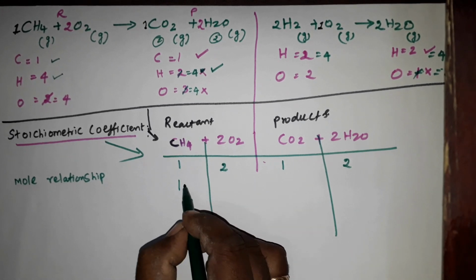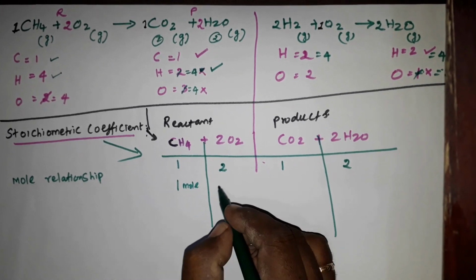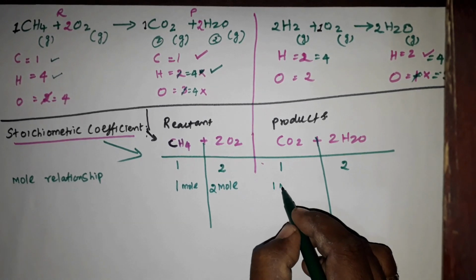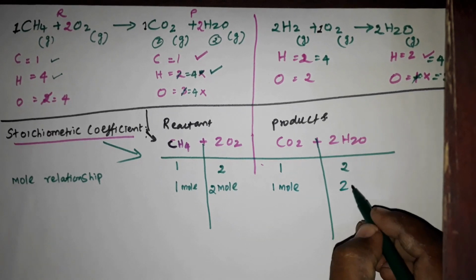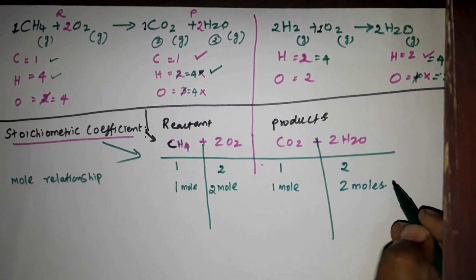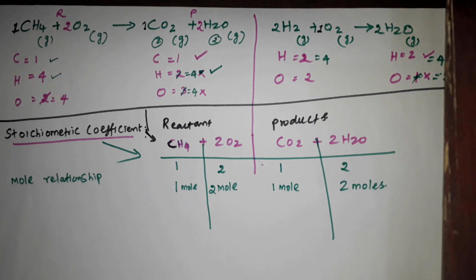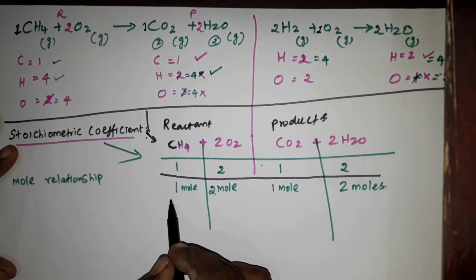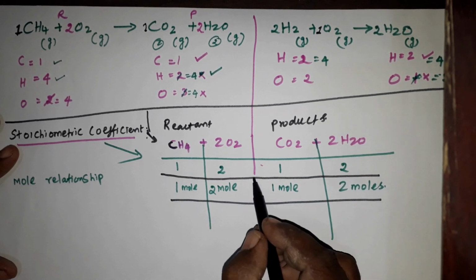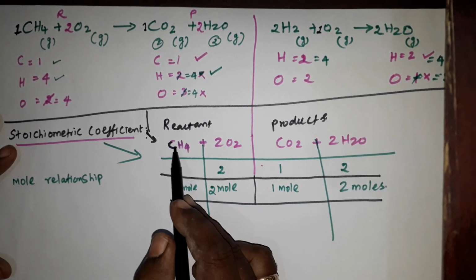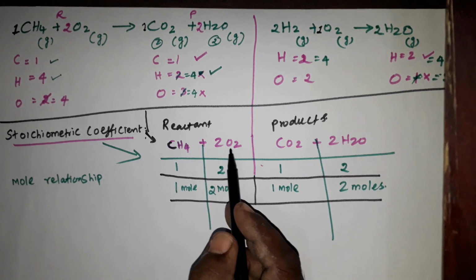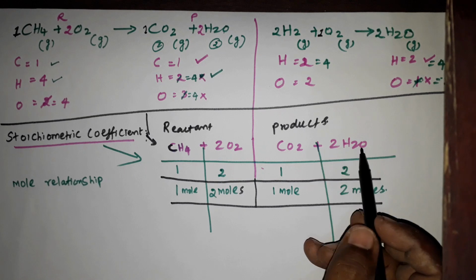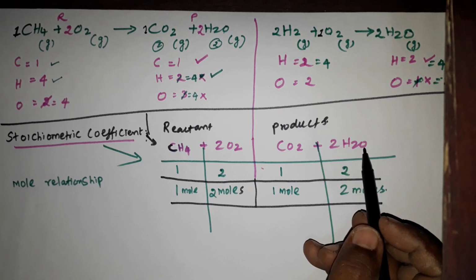1 mole, this is 2 moles, this is 1 mole, this is 2 moles. Understood? This is called stoichiometric coefficient and this is called number of moles in the equation. So 1 mole of CH4 plus 2 moles of oxygen, then 1 mole of CO2 plus 2 moles of H2O.